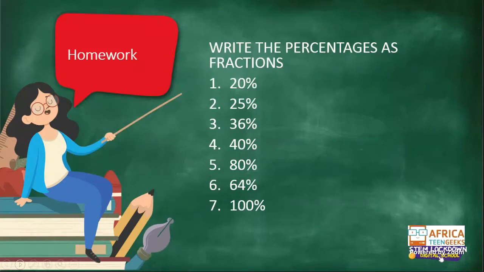Right, I'm just waiting for others to answer. Right, it is 16/25, written in the simplest form. Alright, because we have divided by 4. 64/100 divided by 4/4, you will get 16/25.